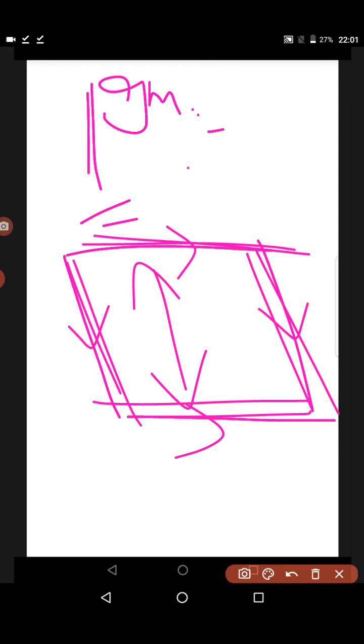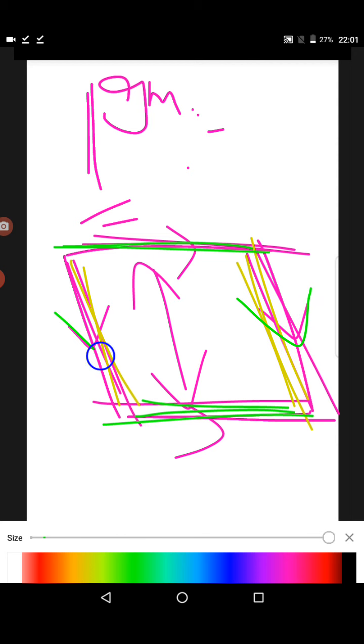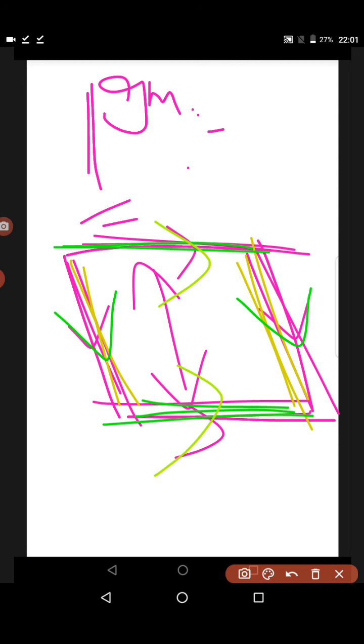Okay, I will show you with a different color. So these two lengths will be the same and these two lengths will be the same. And these two are parallel, these two are parallel. That's all. Yeah, hope you understood it.